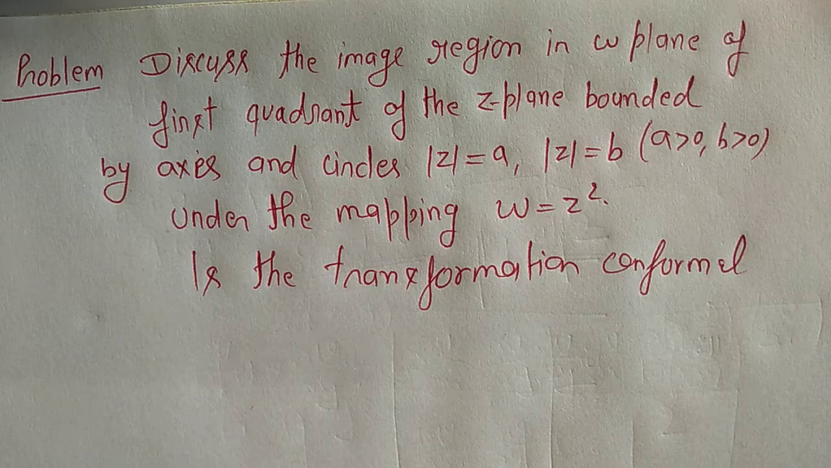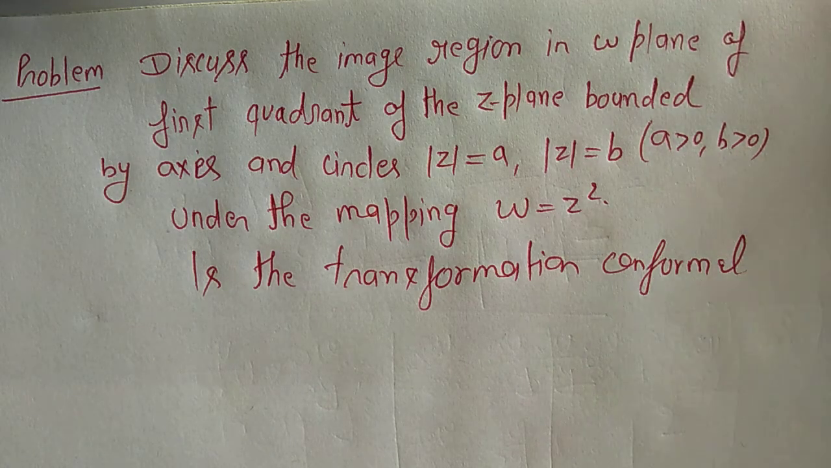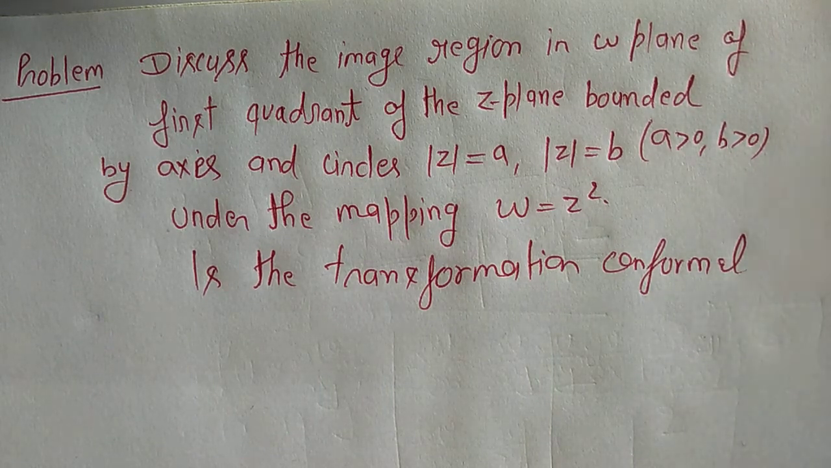So in the third video I have explained the definition and a few properties of conformal mapping. Now I have one problem. Discuss the image region in the W plane of the first quadrant of the Z plane bounded by the axes and the circles mod Z equal to A, mod Z equal to B, where A and B are positive, under the mapping W equal to Z square, and is the transformation conformal? So this is the question.